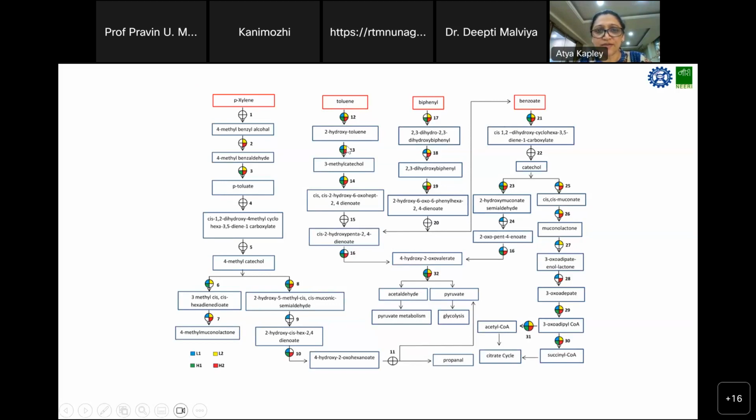So you see these colored squares. If all the 4 colors are present, it means that the gene to convert this compound to this compound is present. Same here, but here when you come, you don't have those genes present. So this is where your cycle in nature is going to stop, and this is where you need bioaugmentation to continue with this cycle.